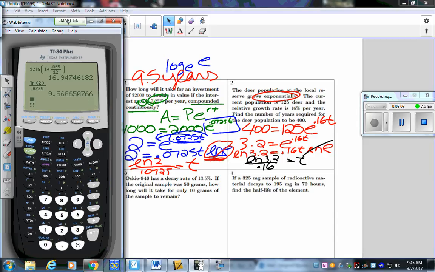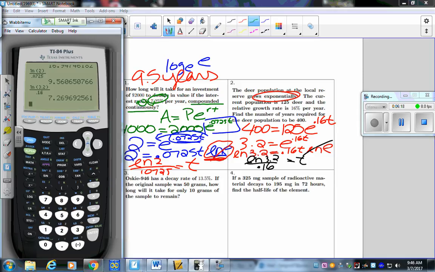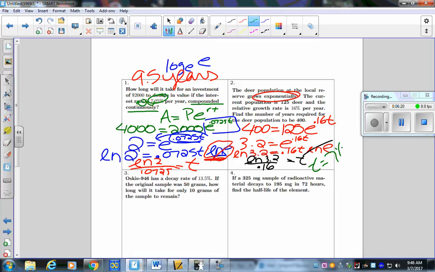Let me get the natural log of 3.2 over 0.16. And that gives me about 7¼ years. Okay. All right, let's continue on.